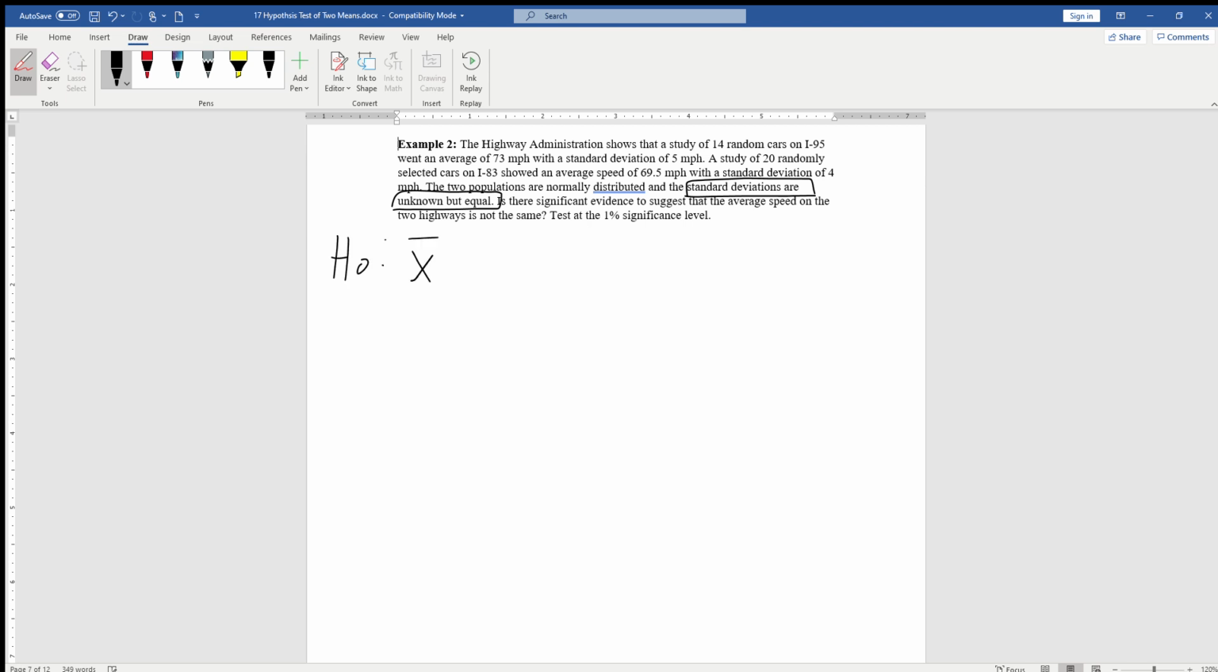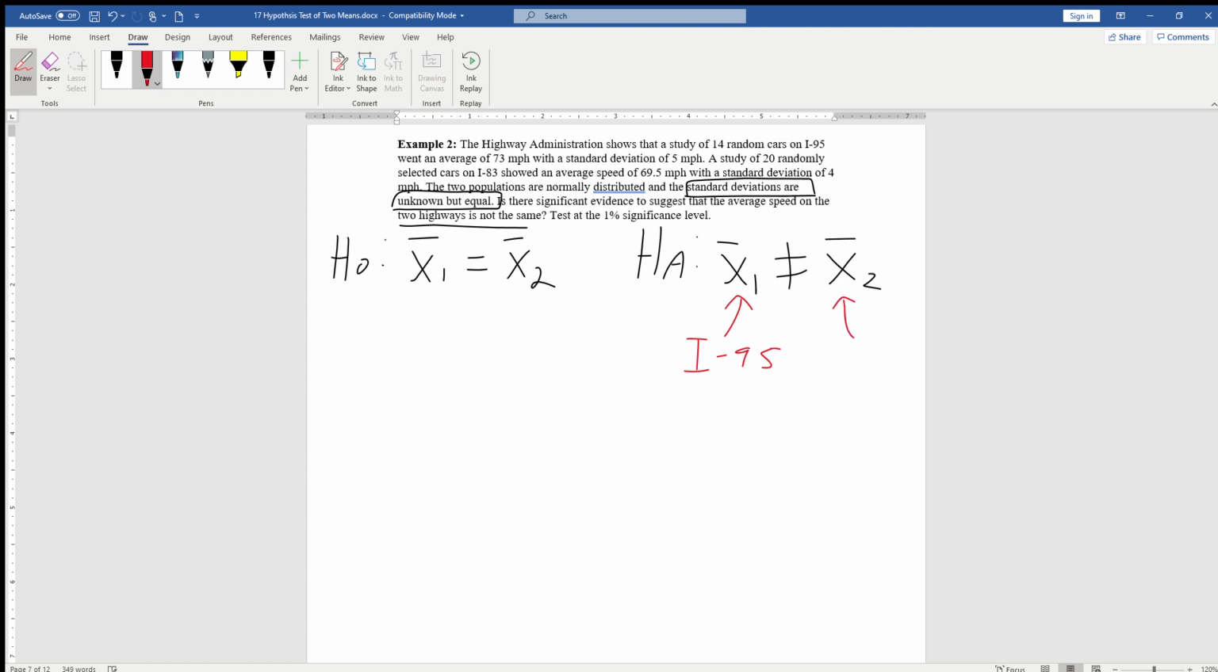We would assume that if there's no real difference in the posting of the highways and the speed, etc., the null hypothesis would be that the average speeds are the same. The alternative hypothesis, obviously, says that they are not the same, so x bar 1 is not equal to x bar 2. And just like we did before, we're going to define the groups. The first group, let's call the I-95 speeds, and the second group, the I-83 speeds.